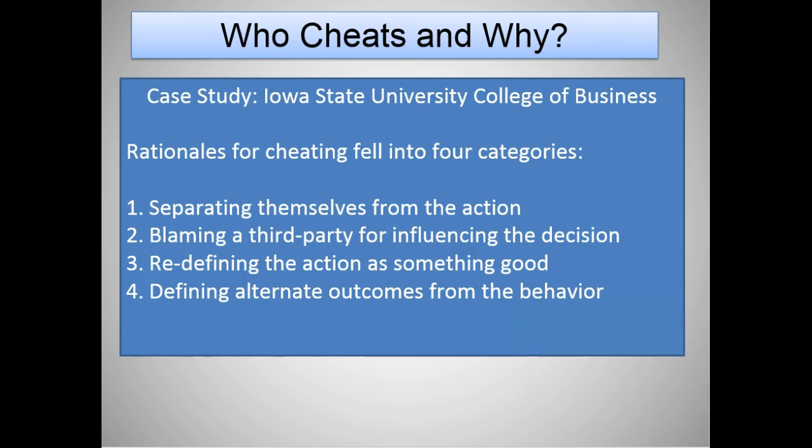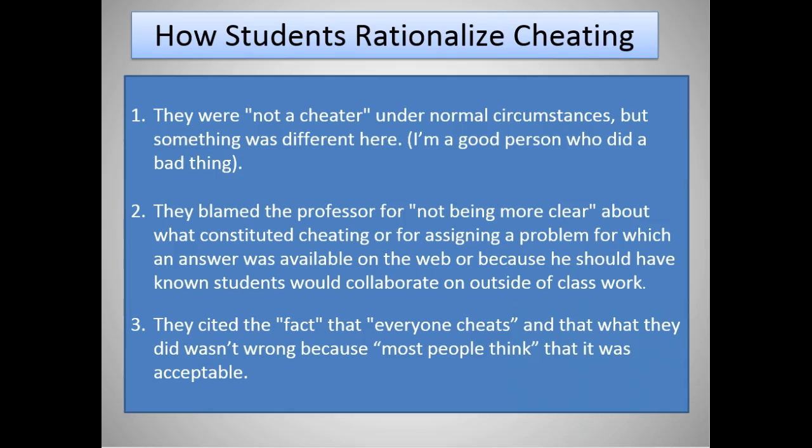So most of the students ended up saying, yes, I did it, and these were the sorts of answers students gave. So I'm calling these rationales, rationalizations, explanations. They really fell into 4 categories. Students were separating themselves from the action, or they were saying it wasn't my fault, it was really someone else's fault. They really tried to redefine the action as something good. Yes, it was cheating, but it was good, so therefore it wasn't so bad. Or they wanted to redefine the outcomes. And so let me offer a few specific examples of what they said.